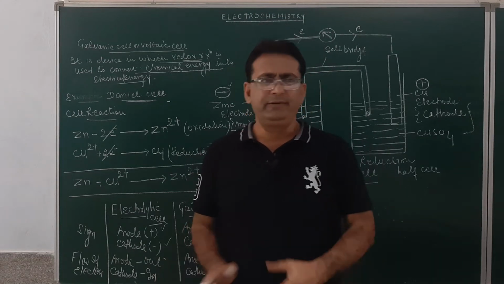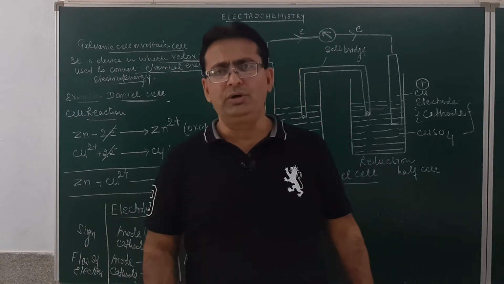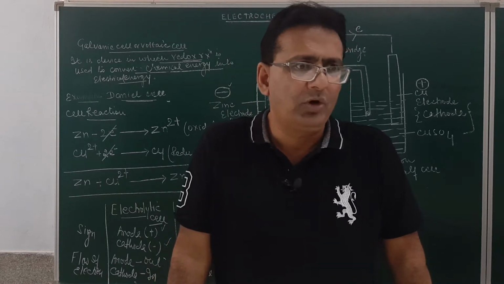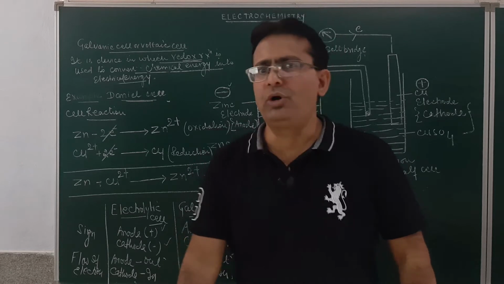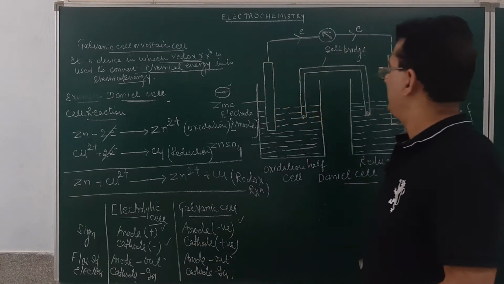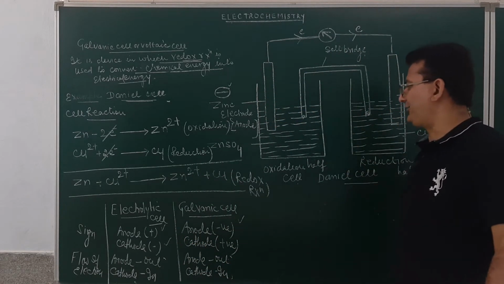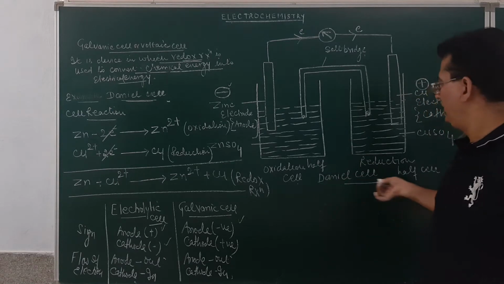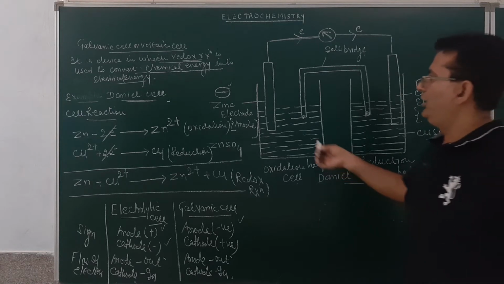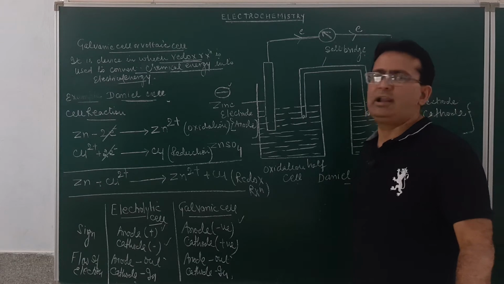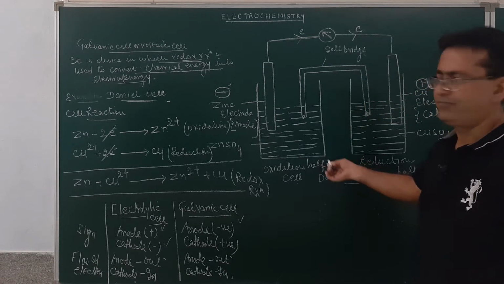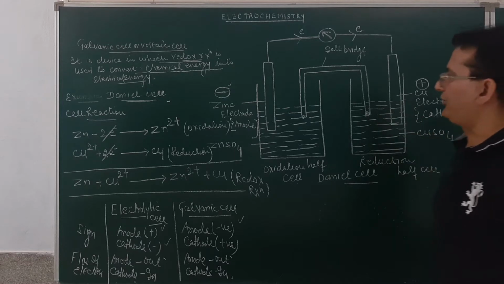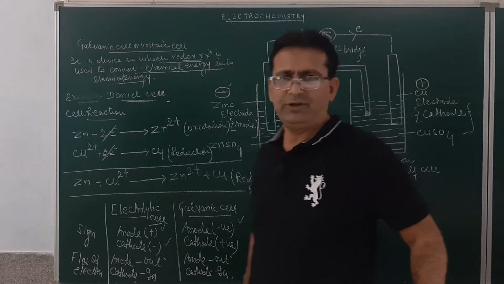Good morning, students. As you know, in part A of this lecture on the galvanic cell, we discussed the Daniell cell. What we discussed is that it consists of two half cells. One is an oxidation half cell and the other is a reduction half cell. In the oxidation half cell, we have a zinc electrode dipped in a solution of zinc sulfate, and a copper electrode dipped in a solution of copper sulfate.